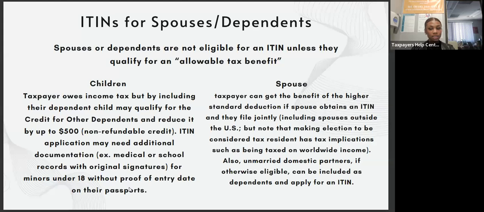And for spouses, taxpayers can get the benefit of the higher standard deduction if the spouse obtains an ITIN and they file jointly, including spouses outside the US. But note that making the election to be considered a tax resident has tax implications, such as being taxed on worldwide income. Also, unmarried domestic partners, if otherwise eligible, can be included as dependents and apply for an ITIN.